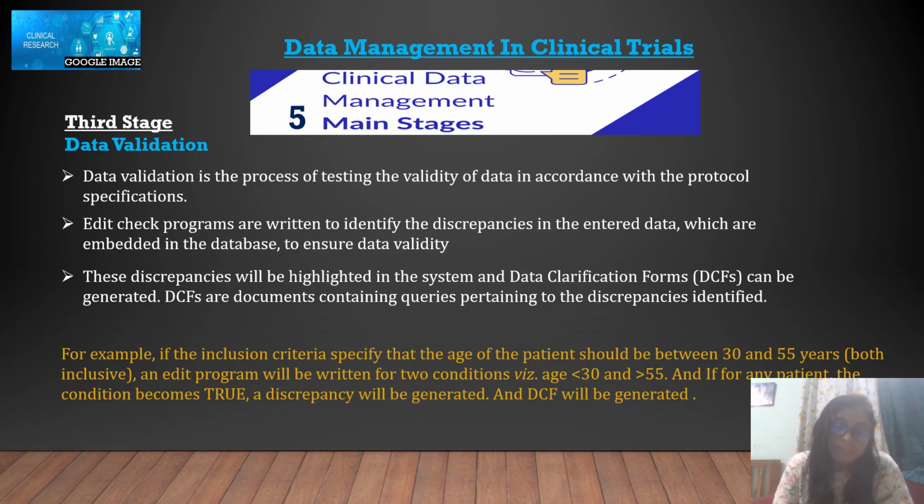In this form, the data which are not in the range will be mentioned, and a reason will be asked why it is like that. Then that particular team will see the data and come with the answer: is it wrong data, or are individuals really below 30 or more than 55? Then they will be knocked out from that clinical trial participant list. So this is how we validate the data in clinical data management, and it is a very important stage, because if we do not validate the data, then obviously the result will not be right.